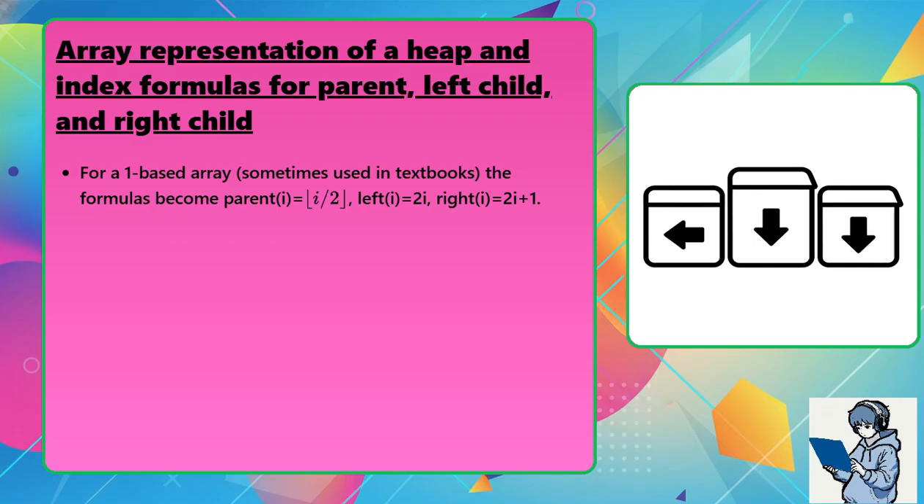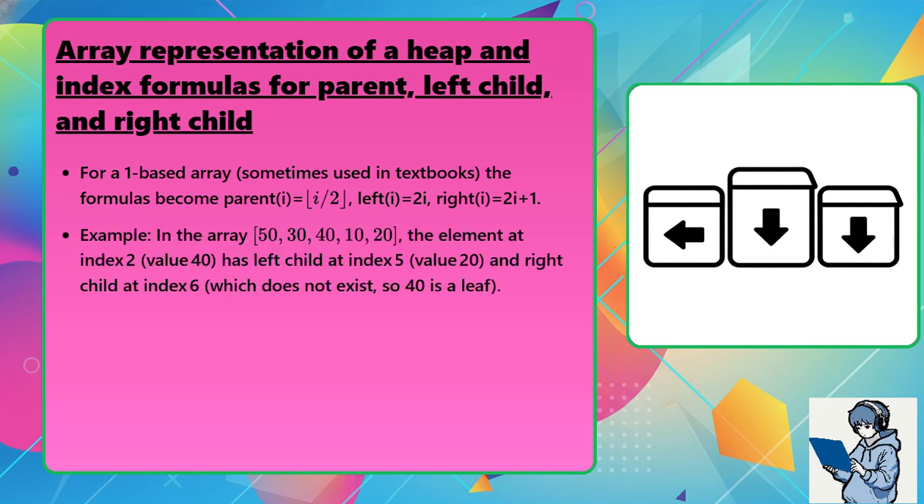For a one-based array sometimes used in textbooks, the formulas become: parent of i equals floor of i divided by 2, left of i equals 2i, right of i equals 2i plus 1. Example: in the array 50, 30, 40, 10, 20, the element at index 2 with value 40 has left child at index 5 with value 20 and right child at index 6, which does not exist, so 40 is a leaf. The parent of index 3 with value 10 is floor of (3 minus 1) divided by 2 equals 1, which corresponds to value 30.